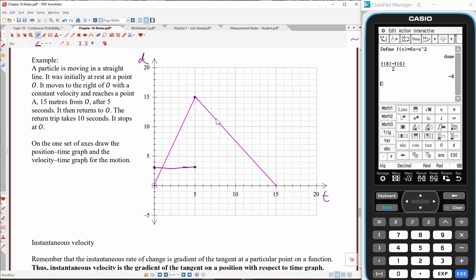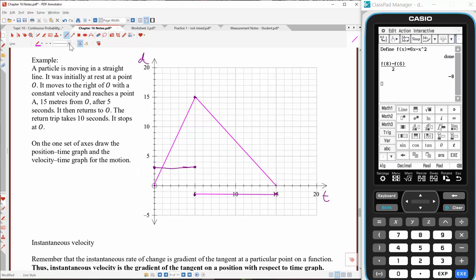Now on the return trip, how far are we going? 15 in 10, 1.5. So the gradient along this line here is 1.5, and it's also going to be negative. So here's 1, here's 1.5 down here. So I'm going to put a dot here and a dot here. Let's just join them up.